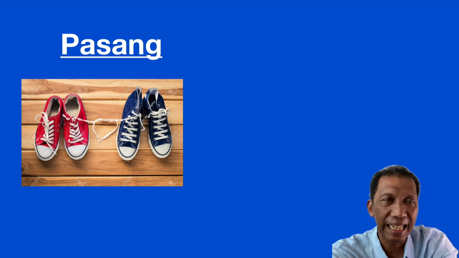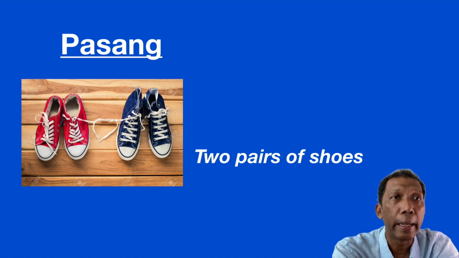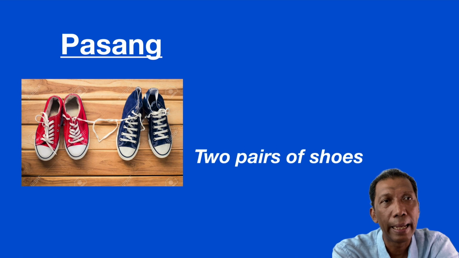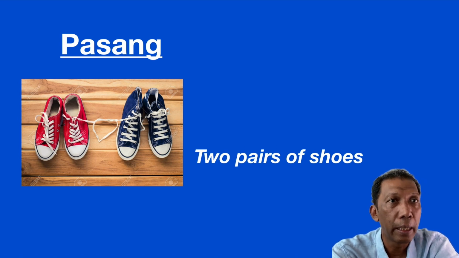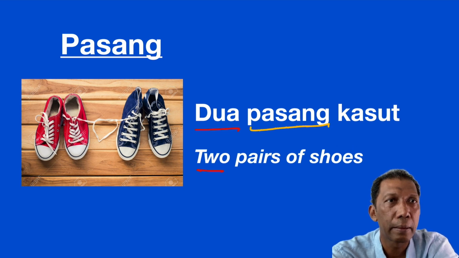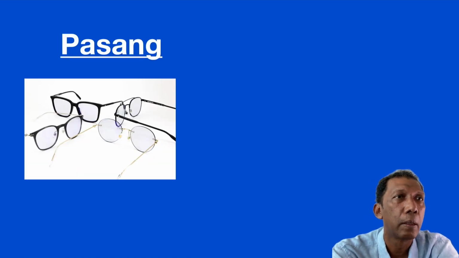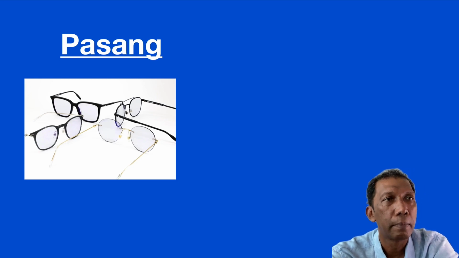Okay, here. How about this one? In Malay it's kasut. In English it's shoes. Okay, 2 pairs of shoes. Right? So in Malay, 2 is dua. So it would be 2 pasang kasut. Yes, 2 pasang kasut. So something like this, 2, and pasang, pairs of, and kasut, shoes. Right? Okay, let's go on. How about this one?